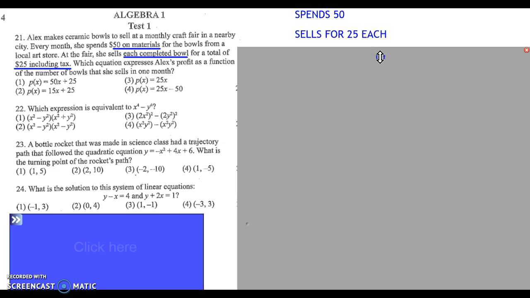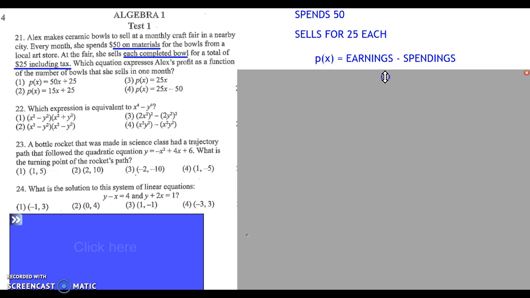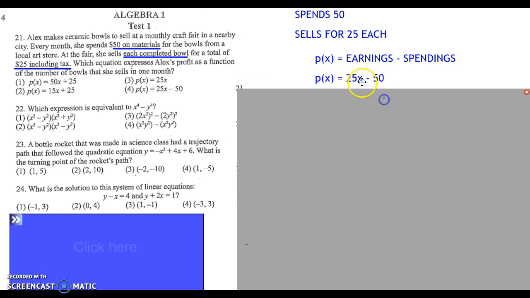That's the important part. So, one thing that we know, she spends $50. We also know that she sells the bowls for $25 each. Each meaning every bowl is $25. So profit in its most basic form, this is not like a math thing, this is like a life thing. Profit is equal to how much you earn minus how much you spend. And in this case, how much you earn is the $25 per bowl.